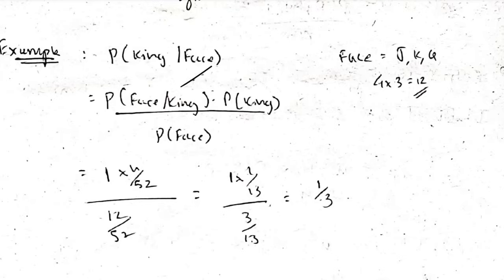Similarly, if I tell you that I've got a king card, obviously a king belongs to the face cards group, so getting a face card is 100% because I've already got a king, which is a face card. So that is 100% probability, and I'll have written 1 here.